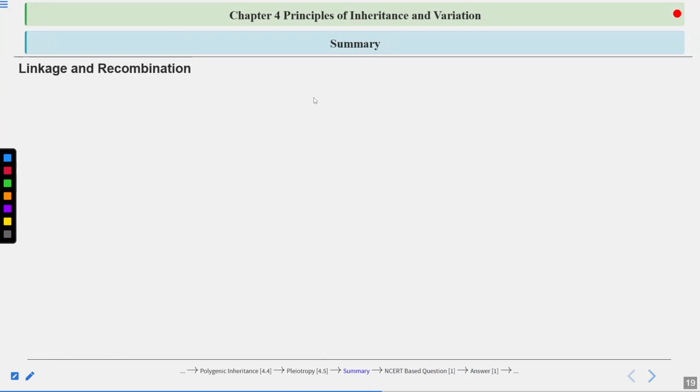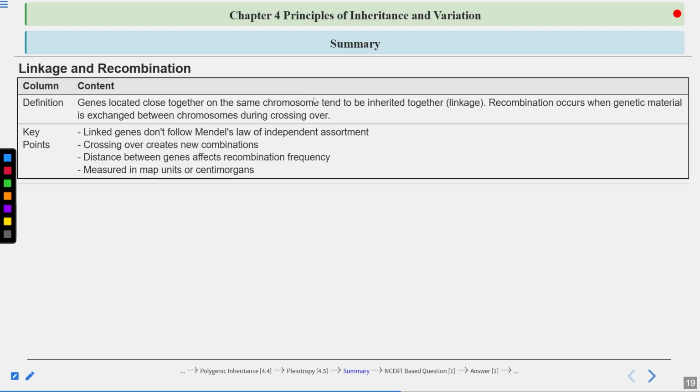Okay, now let's summarize the entire lecture. We talked about linkage and recombination. So what is linkage? When genes are located close together on the same chromosome, they are inherited together. This is known as linkage.